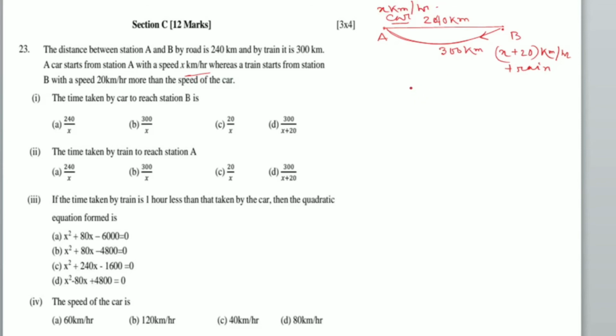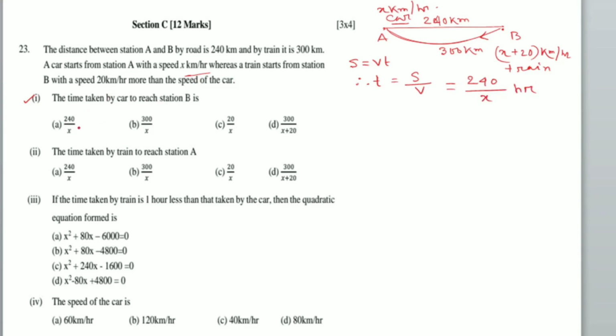Now we know that s is equal to vt formula, that is distance is equal to velocity into time. Therefore time will be s by v, that is distance by velocity. Now for problem number 1, the time taken by the car to reach station B, here the total distance for the car is 240 km and the velocity of the car is x km per hour, so it is 240 by x. Obviously it will be in hours.